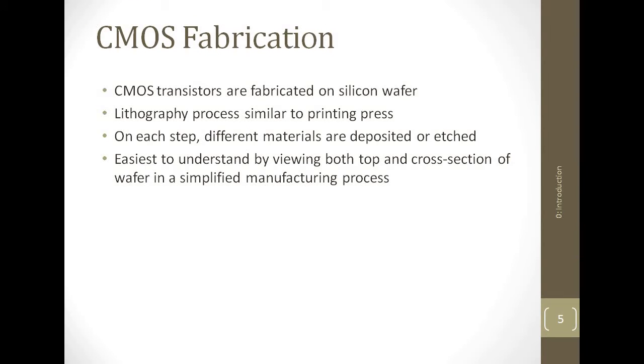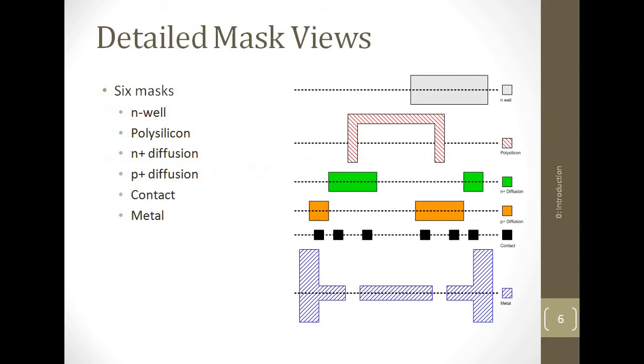Next, moving on to CMOS fabrication. CMOS is nothing but complementary metal oxide semiconductor. CMOS transistors are fabricated on silicon wafer. A lithography process similar to a printing press is done. On each step different materials are deposited or etched. It is easiest to understand by viewing both the top and cross section of the wafer in a simplified manufacturing process.